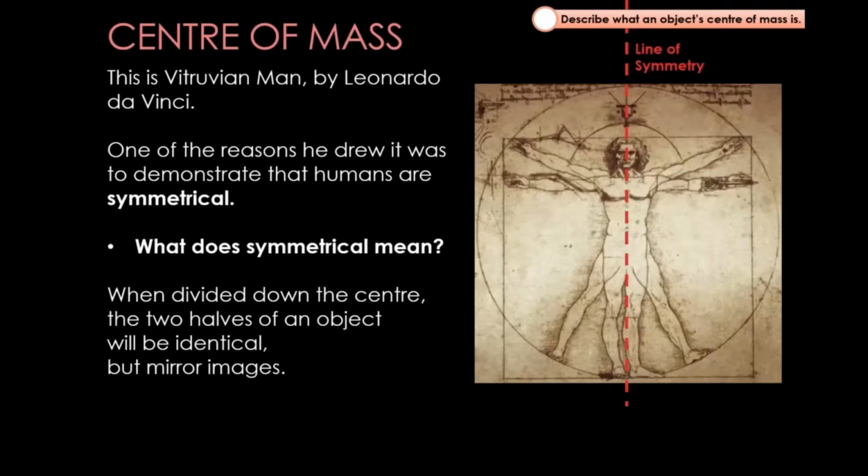And the line of symmetry on a human being is where I've drawn it here on Vitruvian Man. So straight down from the top of your head down to your feet. That's the direction of the line of symmetry. And around that line, everything on the left and everything on the right are identical, but mirror images of each other, at least outwardly, on a human being.